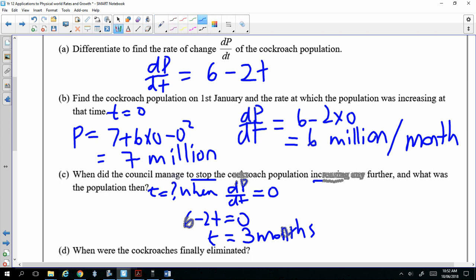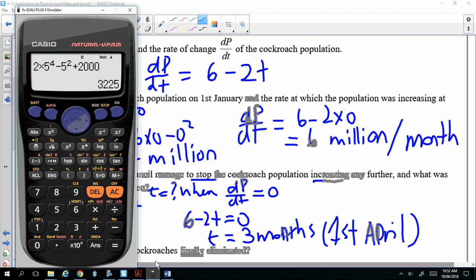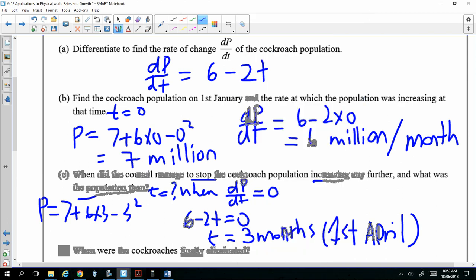But we also have a second part to answer. What was the population at that time? So what you do is substitute t equal to 3 into P. So you get 7 plus 6 times 3 minus 3 squared. Actually you can do it without a calculator: 7 plus 18 minus 9. You get 16, so 16 million. So when it stopped increasing, there are now 16 million cockroaches. Okay.